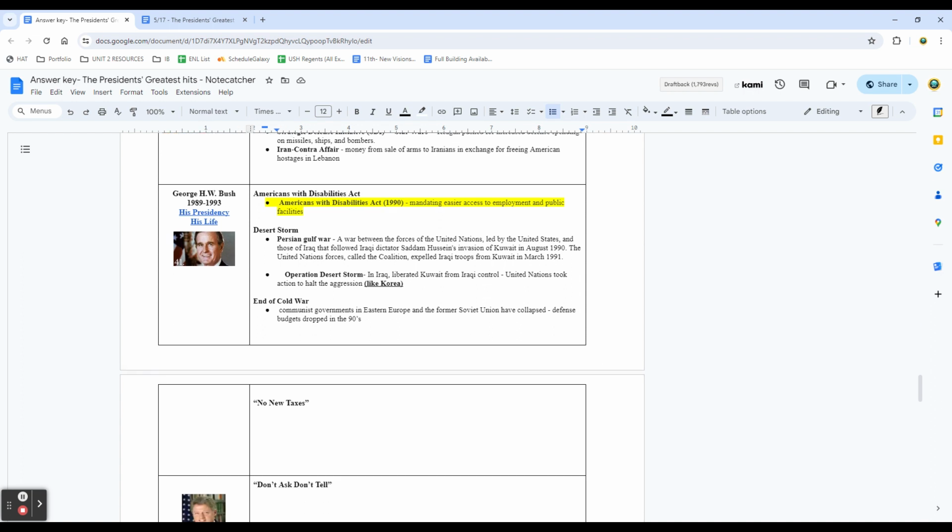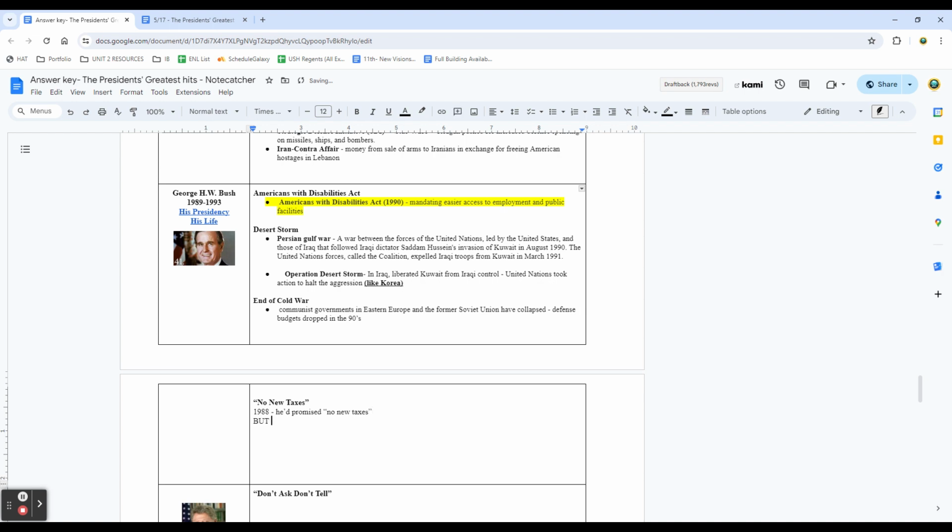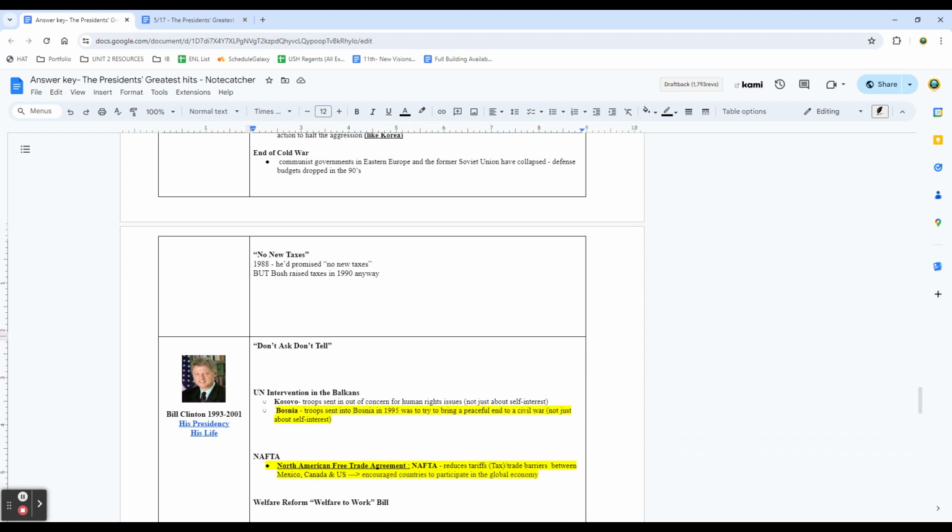But then you also have something that comes back to haunt George H.W. Bush, which is in 1988, when he was running for president, he promised, "Read my lips, no new taxes." But Bush raised taxes and signed legislation increasing taxes in 1990 anyway. This resulted in a lack of trust and campaign scrutiny that Bush couldn't overcome. He is defeated by Democrat Bill Clinton, who takes office in 1993.